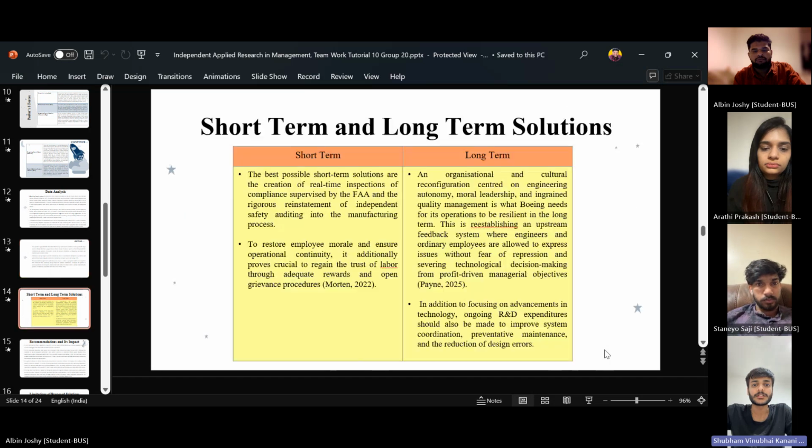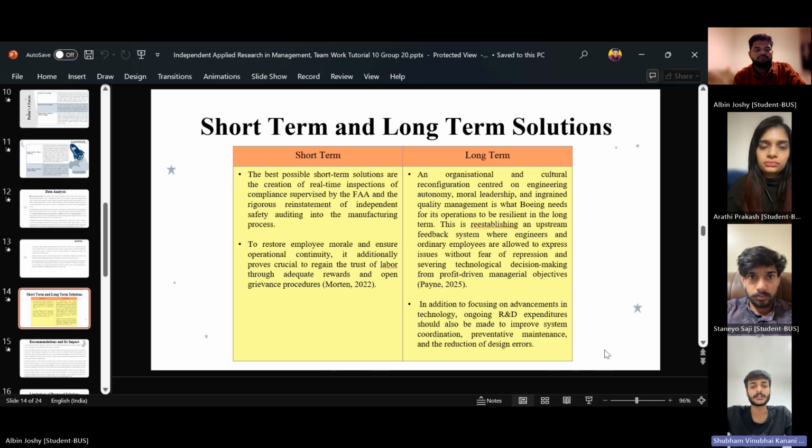Short term and long term solutions. Here, the best possible short term solutions are the certification of real-time inspections of compliance supervised by the FAA and rigorous reinstatement of independent safety auditing into the manufacturing process.